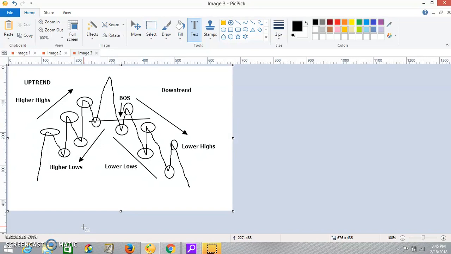Now, knowing market structure gives you an indication of what kind of trend you're in. Are you in an uptrend or a downtrend? Are you in a buyer's market or a seller's market? It's so important because you don't want to sell in a buyer's market, and you don't want to buy in a seller's market. You don't want to trade against the market, you want to trade with it. If you're in a buyer's market, you want to buy, and when you're in a seller's market, you want to sell.